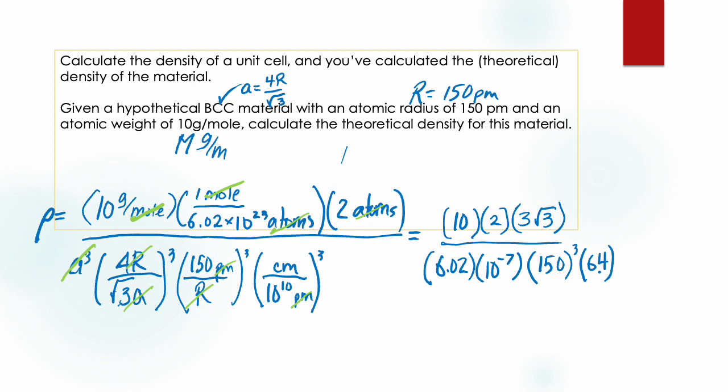That's my denominator. In the numerator, again, I have 10 and 2. And from this root 3a cubed, I have 3 root 3. And that should be in grams per cubic centimeter. And you can take this 10 to the negative 7, move it into the numerator, and make it 10 to the positive 7. Okay?